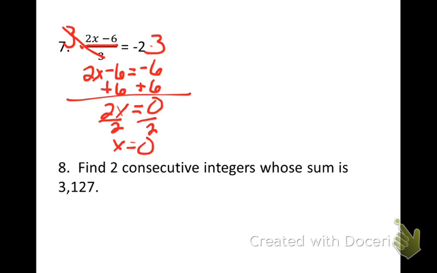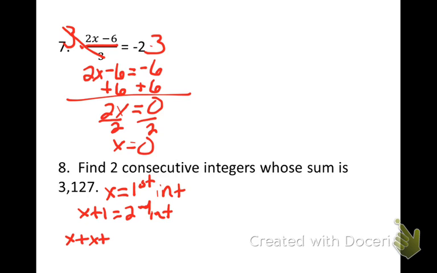Find two consecutive integers, so the consecutive means they're one right after the other. So if x is my first integer, what's the one right after x? X plus 1 would be my second integer. Their sum, so x plus 1 equal, and I didn't pick a bigger number this time, so you might not be able to figure it out right off the top of your head. 1x plus 1x would be 2x plus 1 equal 3,127.